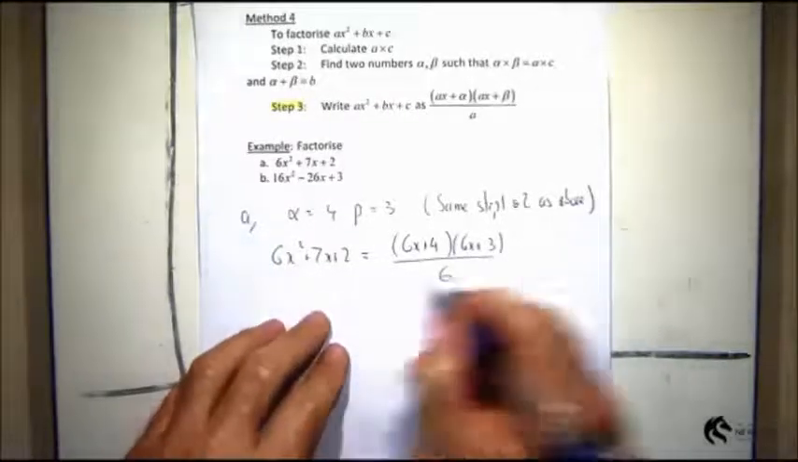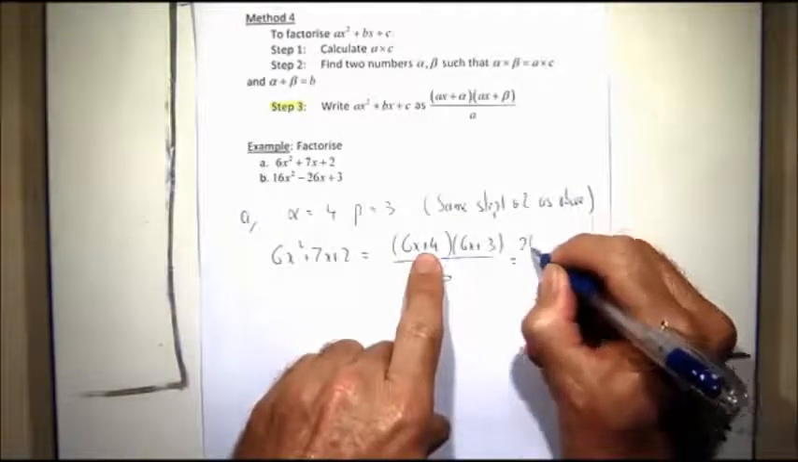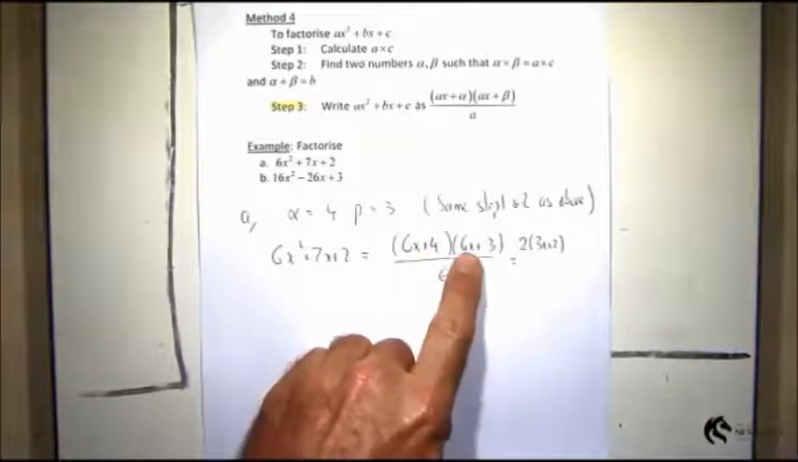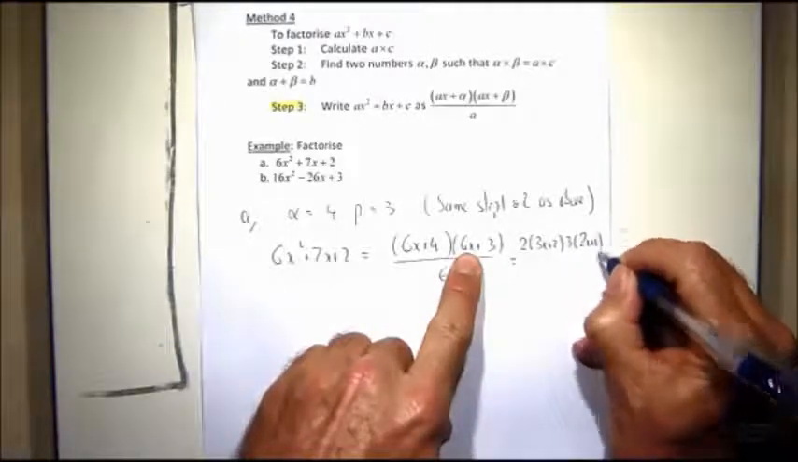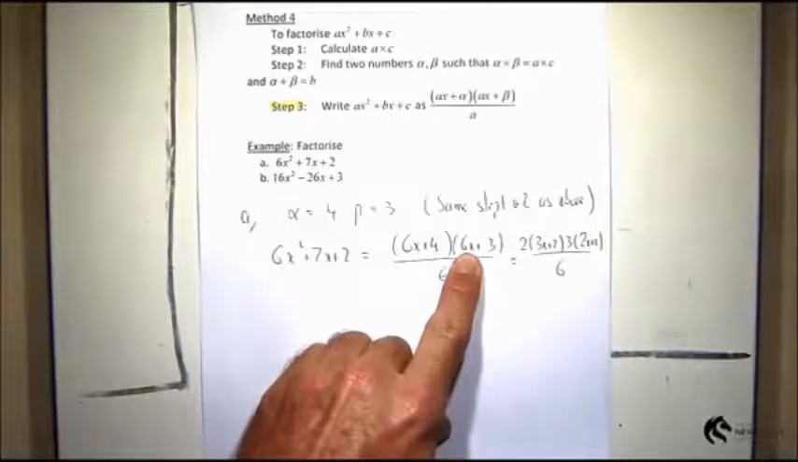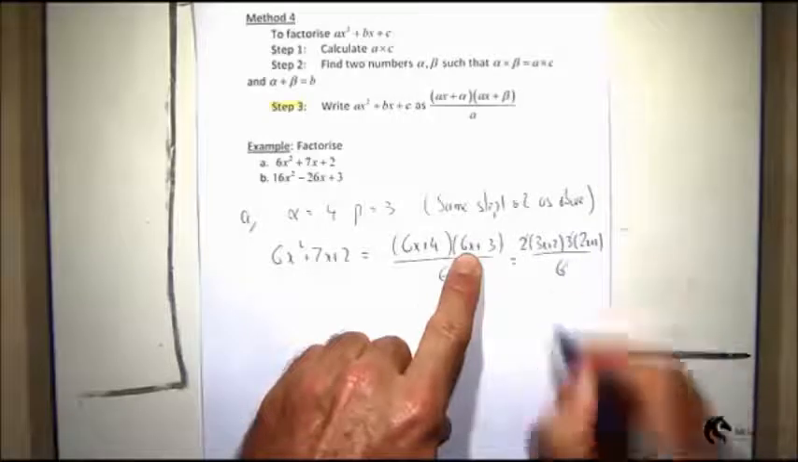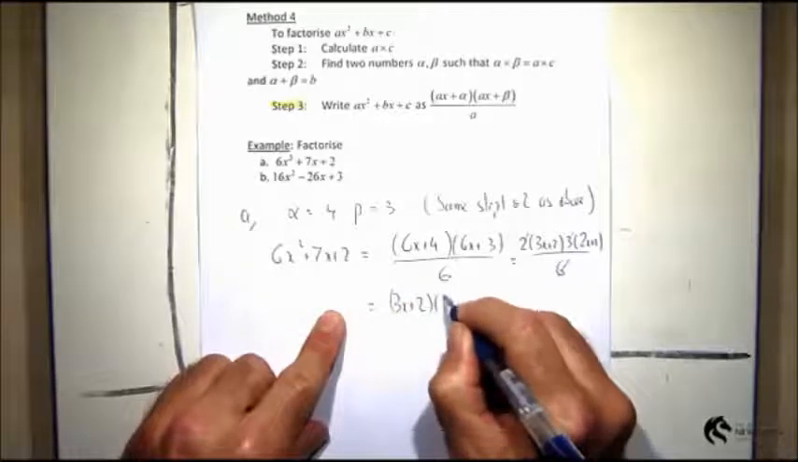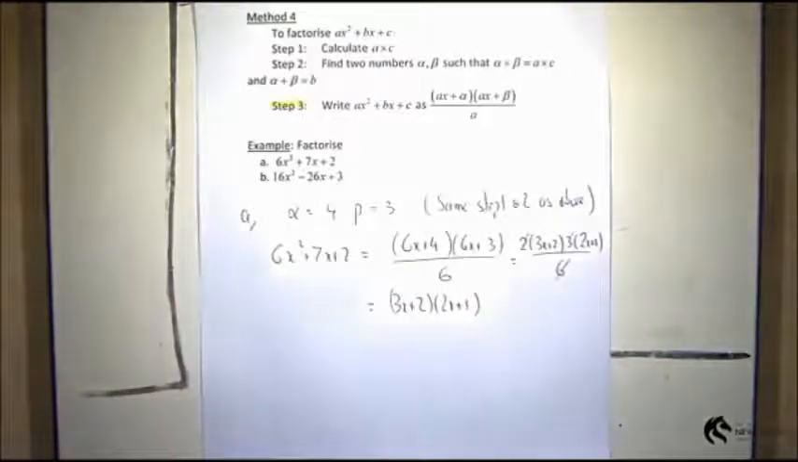Sitting in here, however, I can see that there's a common factor of 2 here. So that's 2 lots of 3x plus 2. And sitting in here is a common factor of 3. So here I have 3 lots of 2x plus 1, all divided by 6. I multiply by 2 and 3, that's 6. 6 divided by 6, so that and that cancel. And I'm left with 3x plus 2, 2x plus 1, which is hopefully what we got over here.